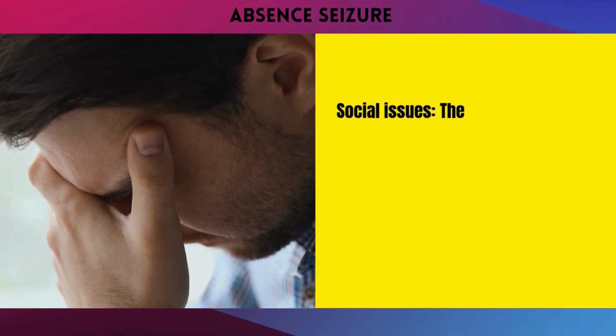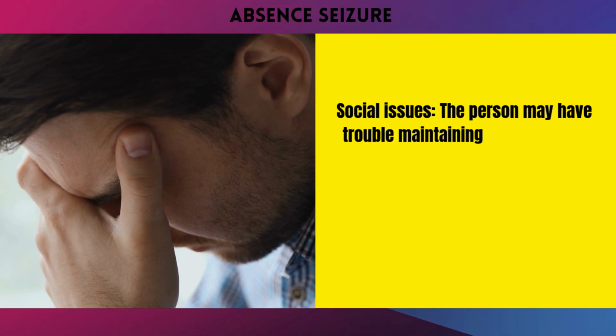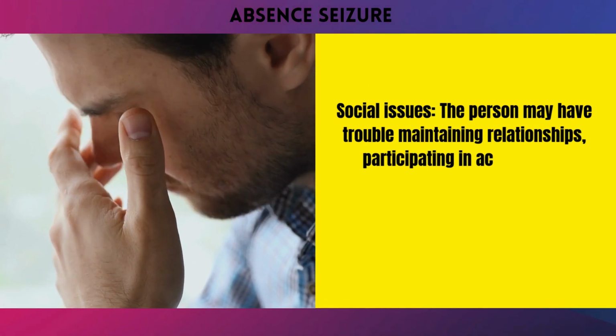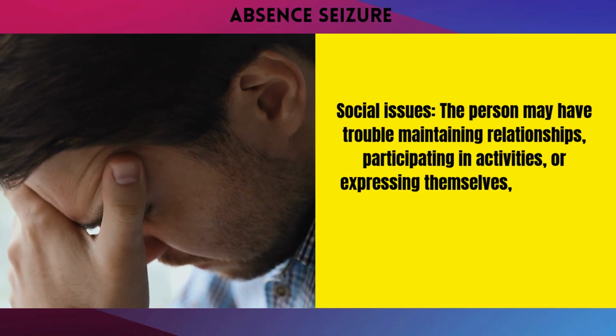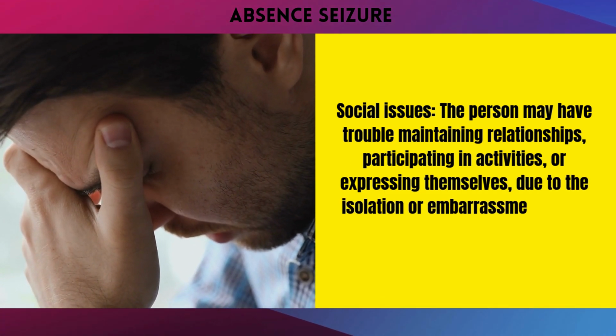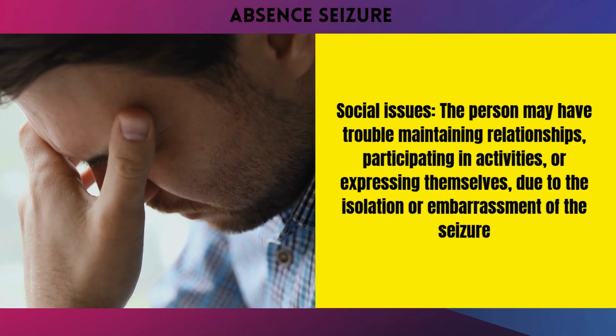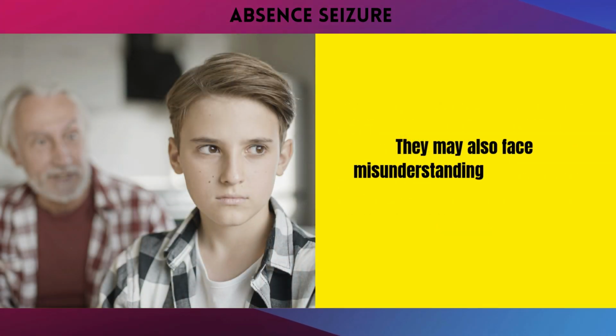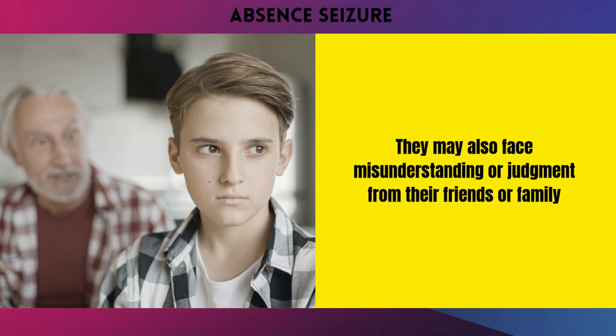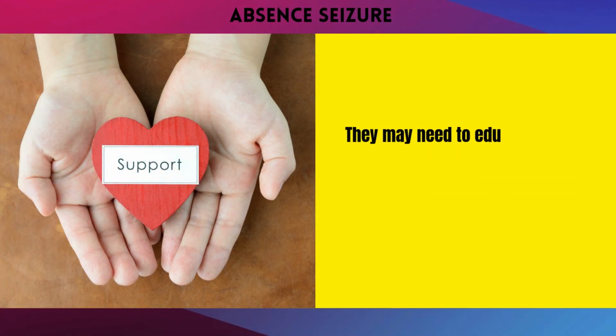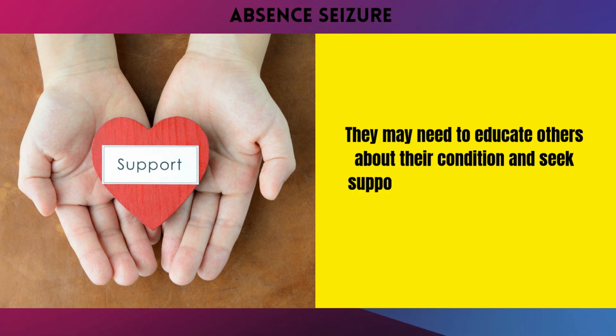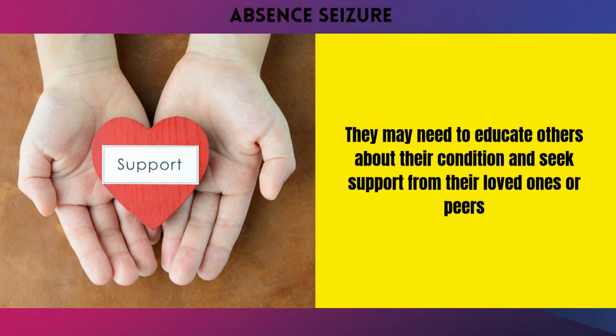Social issues. The person may have trouble maintaining relationships, participating in activities, or expressing themselves, due to the isolation or embarrassment of the seizure. They may also face misunderstanding or judgment from their friends or family. They may need to educate others about their condition and seek support from their loved ones or peers.